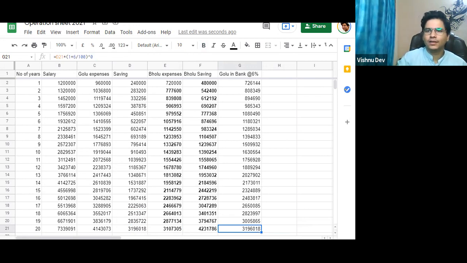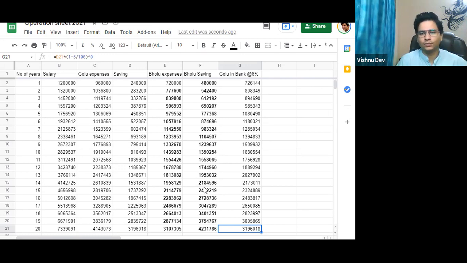So Aditya, I'll explain once again. Okay, listen to this first. Suppose for the first year, think like this. Suppose after the first year, Golu is saving 2,40,000. Now tell me, he needs money after how many years? After 20 years. Yes or no? Everyone agree with this?